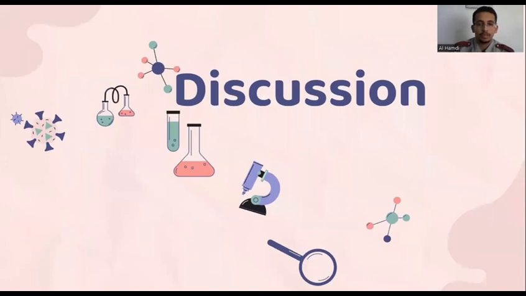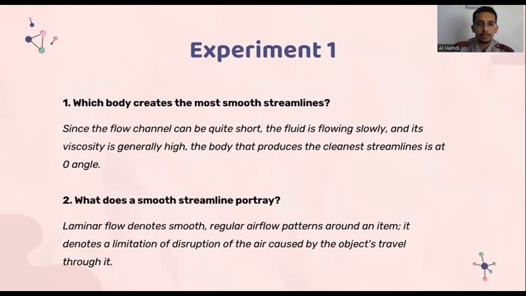Now for discussion, firstly for experiment 1. Which body creates the most smooth streamline? Since the fluid channel can be quite short, the fluid is flowing slowly and its viscosity is generally high. The body that produces the cleanest streamlines is at 0 angle.